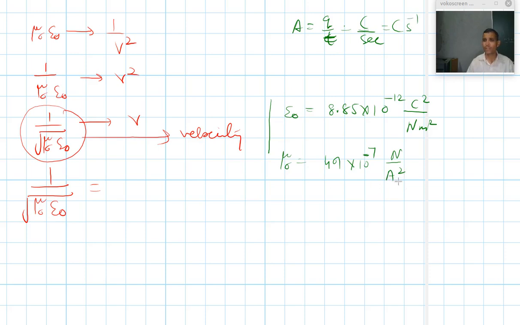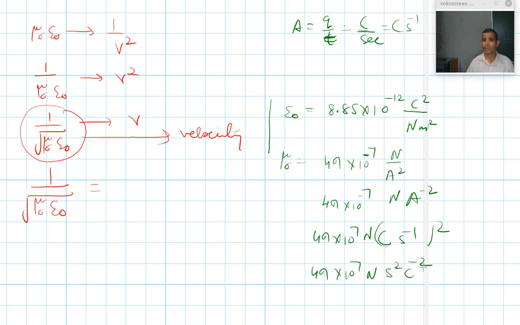So if we put its value here, it is 4 pi into 10 raised to power minus 7 Newton, and if I put in the value of ampere, whole square, and Newton was there also, so I can write it as 4 pi into 10 raised to power minus 7 Newton second square Coulomb minus 2, right? So that's what I'm getting here.